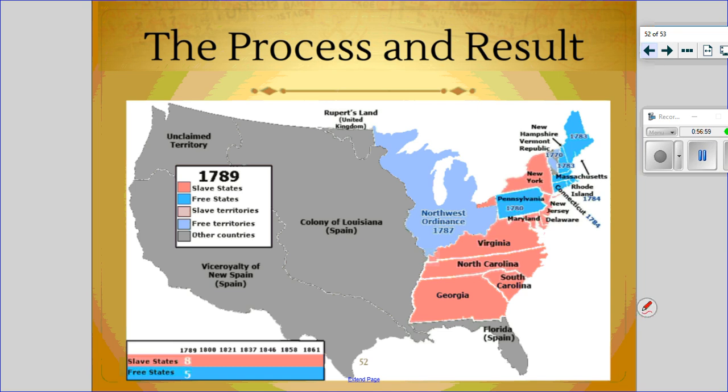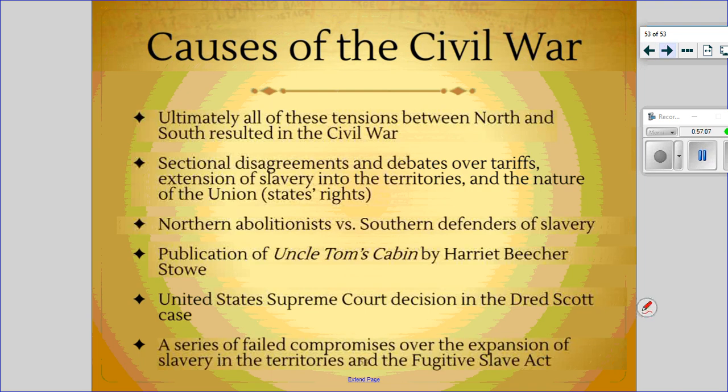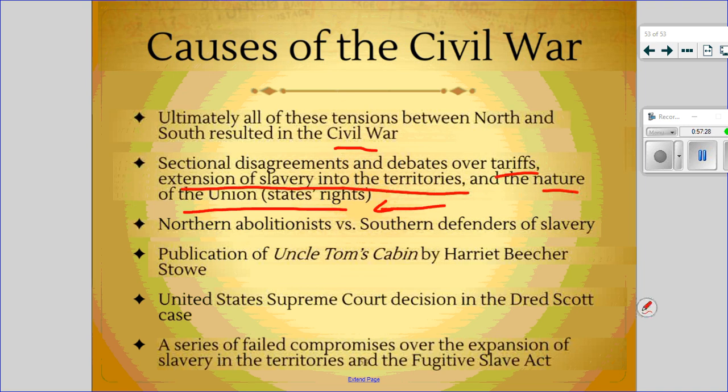Okay, so the process and the result, these are the slave states in 1789. Remember that we compromised, those territorial compromises with the Louisiana Territory, with the Mexican Cession, and we'll go back over those. Ultimately, all of these tensions between North and South result in civil war. Sectional disagreements over tariffs, the extension of slavery into the territories, and the nature of the Union, states' rights, are going to result in civil war. It all has to do with slavery. States' rights to what? Own slaves. Why did the South hate tariffs? Because their whole economy was based on slave labor.